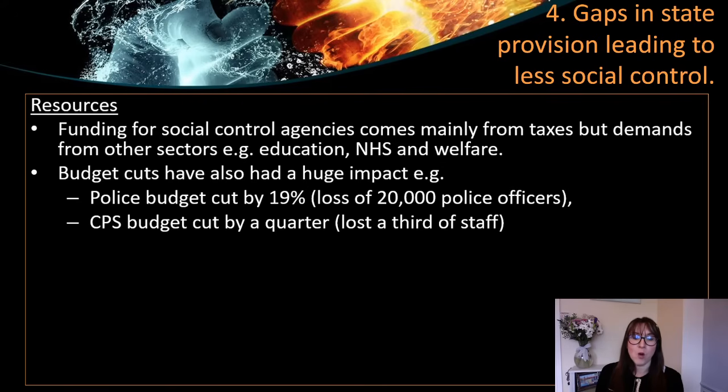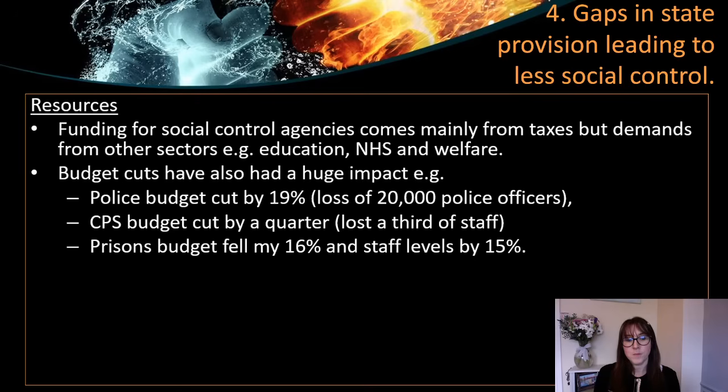CPS budget was cut by a quarter. They lost a third of their staff. What it also means is when there's less people there, they have more responsibilities, more pressure on them, more stress, more likely to be going off sick or leaving the job as well. And mistakes happen. Prison budget fell by 16% and staff levels by 15%. That is worrying. And the staff levels dropped by 15%.